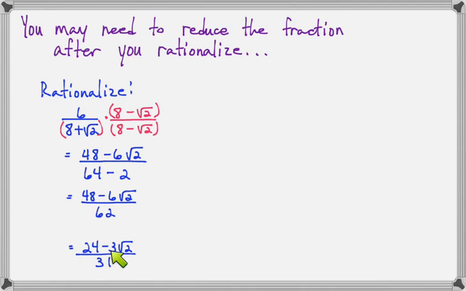Now, if you don't have anything that will go into all 3 numbers, then you know you're finished, as long as this radical can't be reduced here. And so that one is finished. Here's one more.